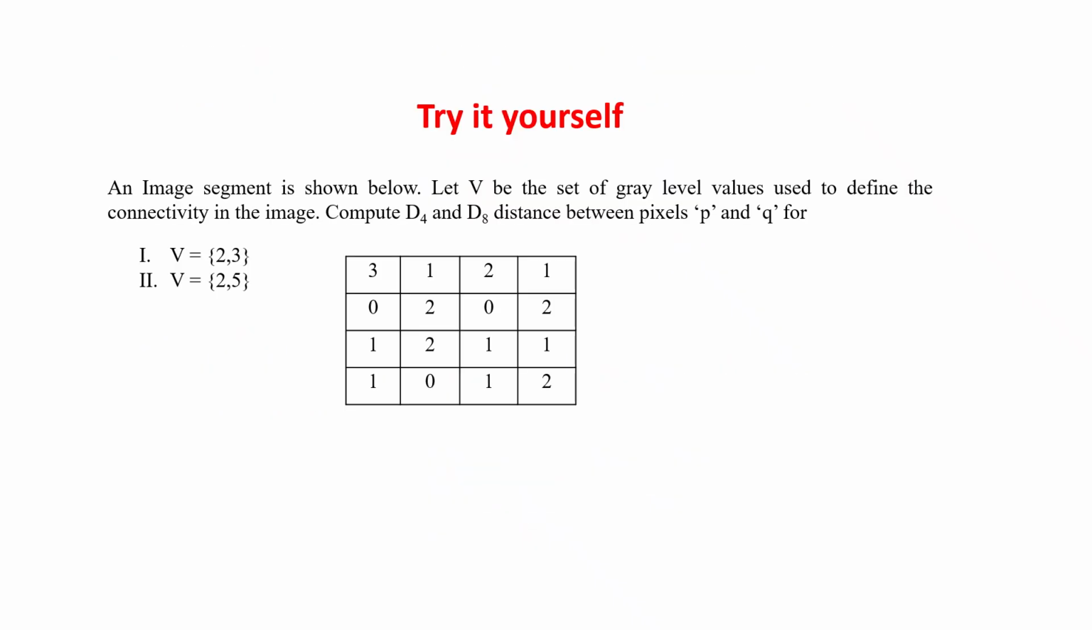Now you can try the following example by yourself. An image segment is shown below. Let V be the set of gray level values used to define the connectivity in the image. Compute D4 and D8 distances between the pixels P and Q for V equal to {2, 3} and V equal to {2, 5}. Thank you.